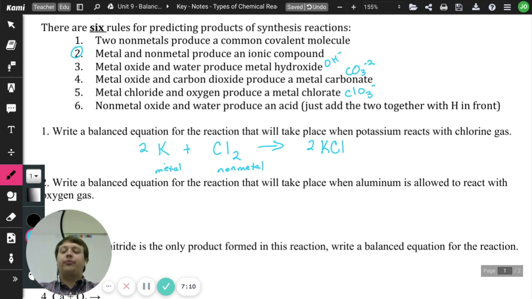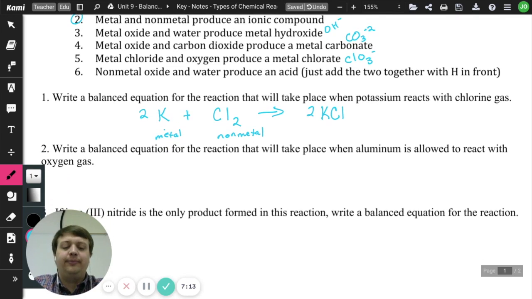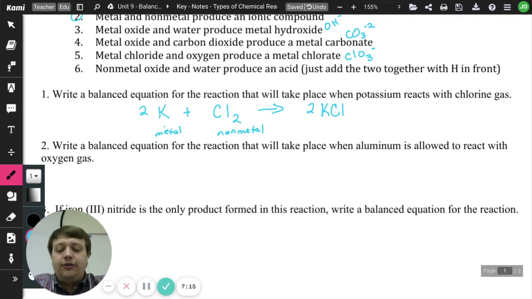Okay? All right, so let's take a look at the next one. So it says, write a balanced equation for the reaction that will take place when aluminum is allowed to react with oxygen gas. So I want y'all to go ahead and try this on your own. So pause your video, work through this problem, make sure to balance it, and then we will go over it after you have finished. So don't forget to resume your video afterwards. All right, so pause your video.